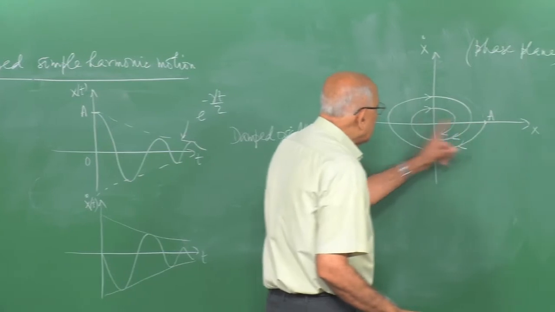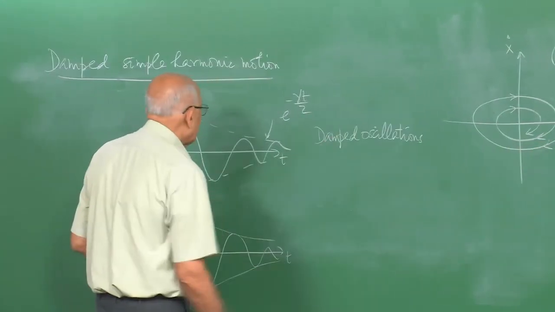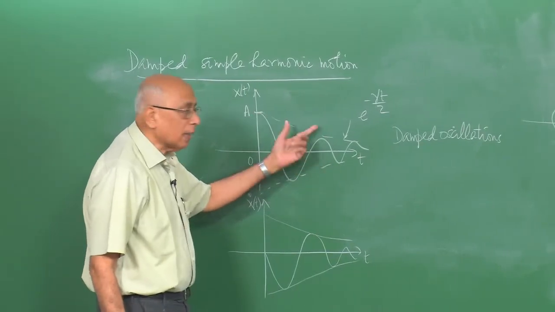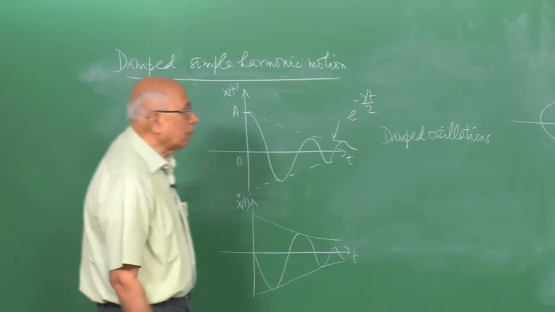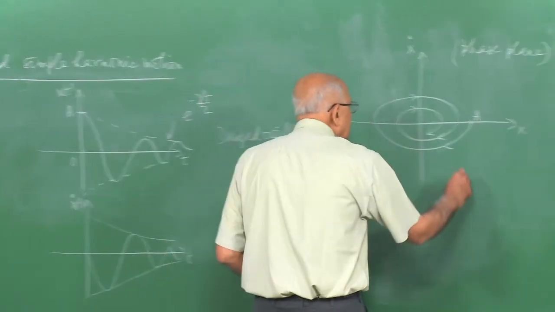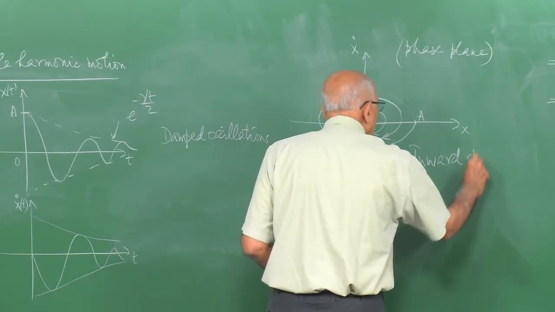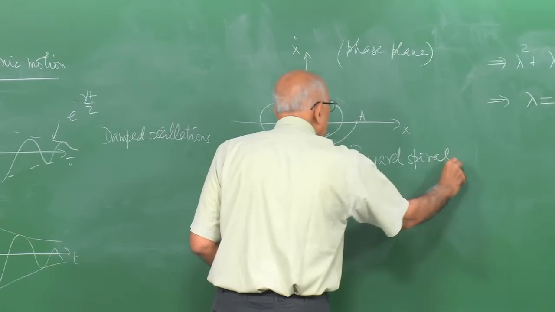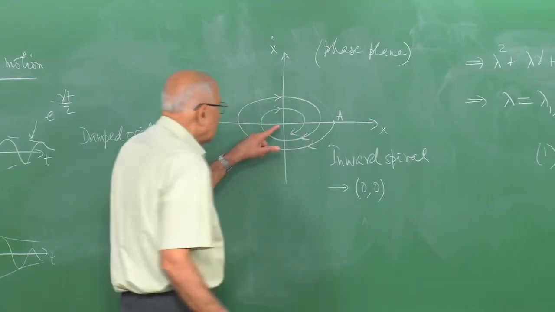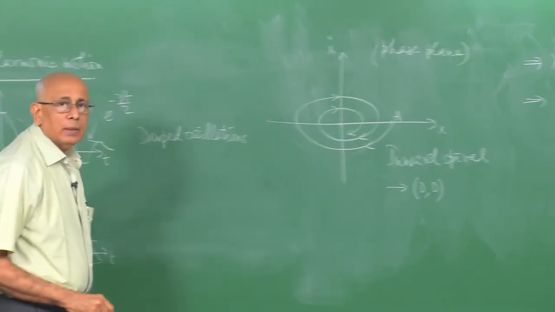The fact that x changes sign with decreasing amplitude is precisely what makes the spiral there, and that is reflected here. x changes sign, goes back and forth, but with decreasing amplitude. So this is not an ellipse, obviously it is a spiral of some kind, it is an inward spiral tending towards 0, 0. It tends towards the origin in the x and x dot plane.